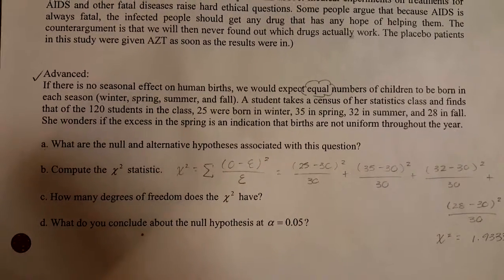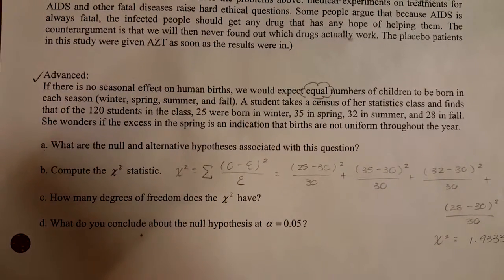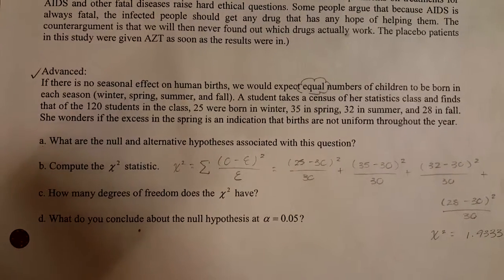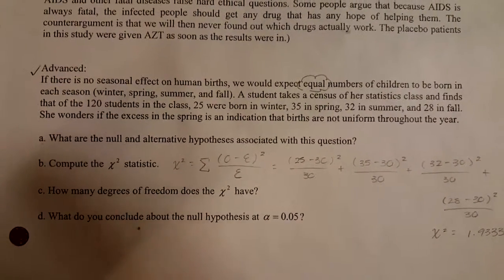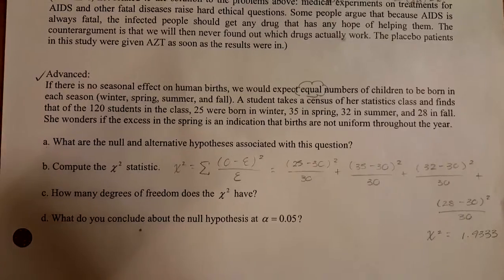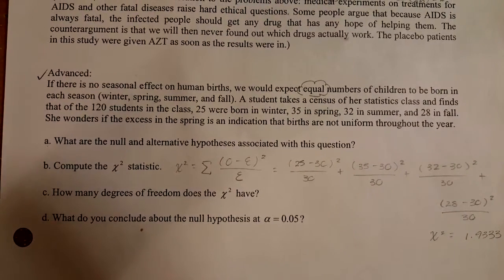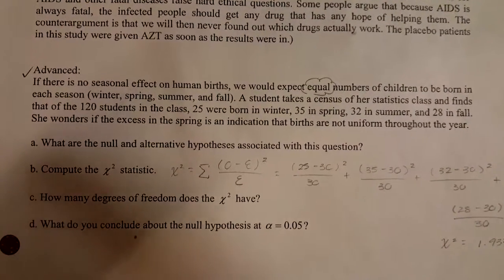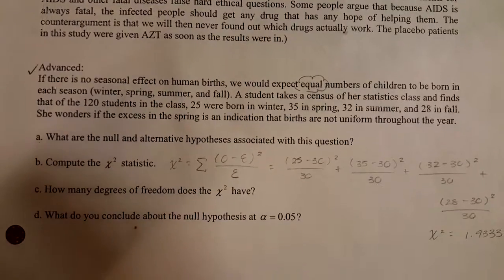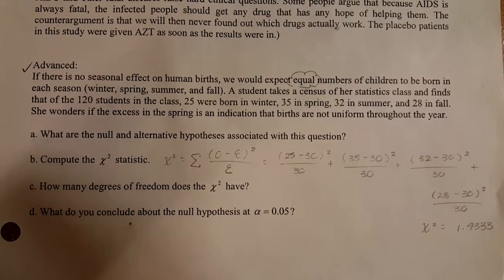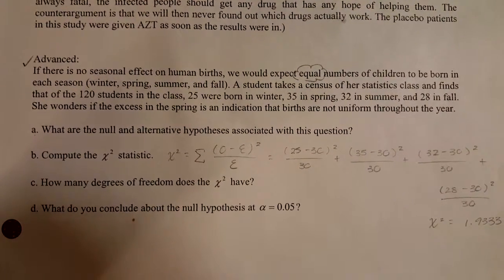A student takes a census of her statistics class and finds that of the 120 students in the class, 25 were born in winter, 35 in spring, 32 in summer, and 28 in fall. She wonders if the excess in the spring is an indication that births are not uniform throughout the year.